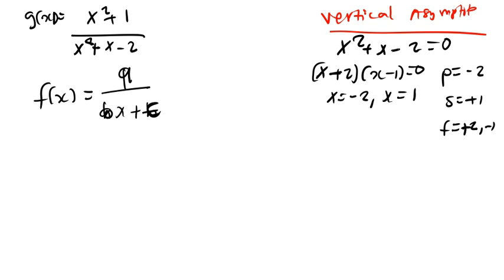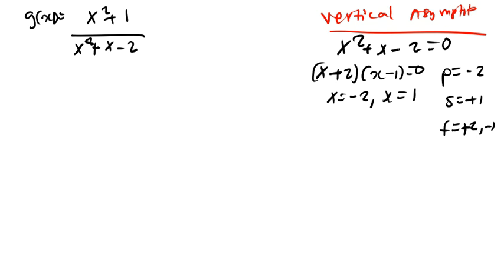Okay? Now what we have here is a rational function: x squared plus 1 divided by x squared plus x minus 2. The question is we need to find the vertical asymptote, horizontal asymptote, and the slant asymptote, if at all we have slant. But I'm going to explain if we're going to have it or not.